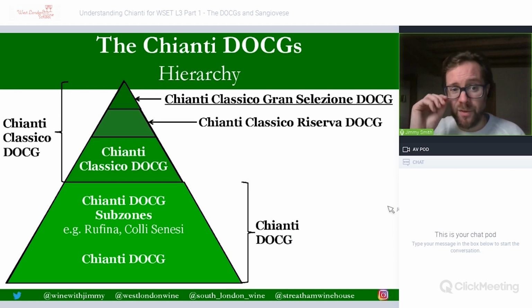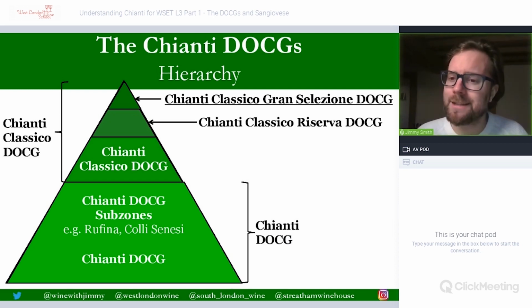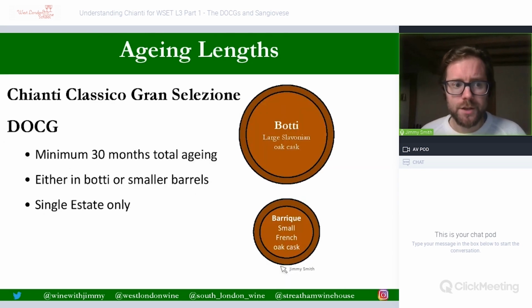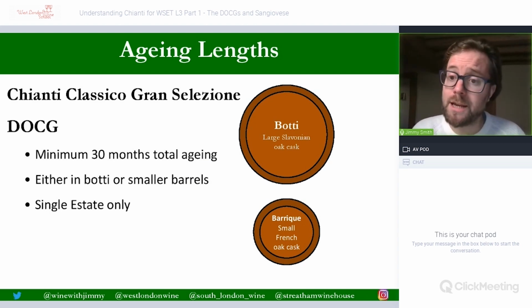Then we have the top one, Chianti Classico Gran Selezione, which is one of the newer creations of Chianti, really to identify some of the single estate terroirs of very, very high quality. So this is Gran Selezione. Let's have a look what it means. Chianti Classico Gran Selezione has to have a minimum of 30 months total aging, though there is no stipulation on if that's oak or bottle or both. It could be one or the other or both. It could be in botti, it could be in small barrels.